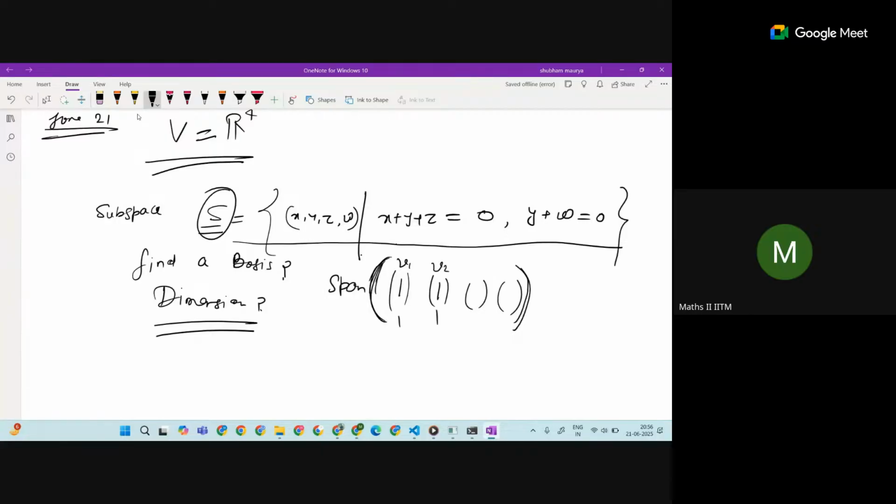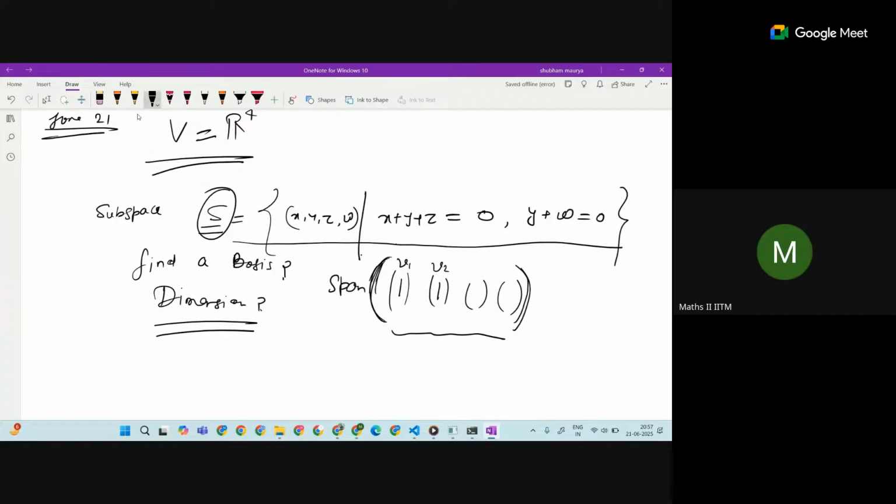I don't know how many vectors are needed to span. Maybe three, maybe four, or maybe one only would be sufficient. I don't know how many. So first I have to confirm how many vectors are needed to span this whole subspace. This will tell you, and this will give the basis elements, meaning these vectors are actually called the basis elements.